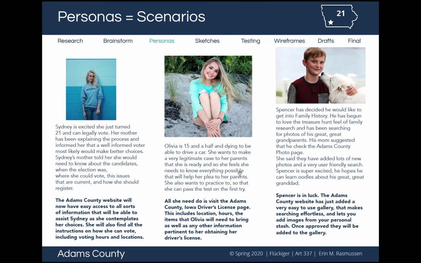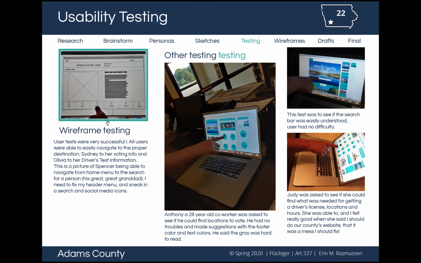These are my scenarios. This one was looking to vote, how to vote, information to vote. This one was looking for information to get our driver's license, and this one was looking for family history pictures. And so we did the testing.